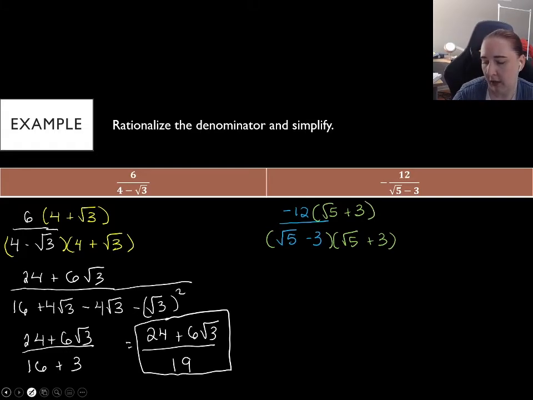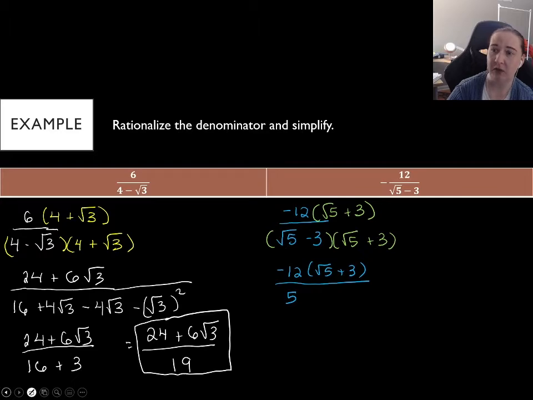And maybe this time I will just wait to distribute the 12 until after I've taken care of the denominator, just to see if things simplify. It might make it easier. So since I'm going to wait on the numerator for now, I'll just copy that down. To save yourself some work, you really want to recognize this will become a difference of squares. So we have the square root of 5 times the square root of 5. Those cancel, which will just give you 5. And then you have minus 3 times 3, which is going to be minus 9.